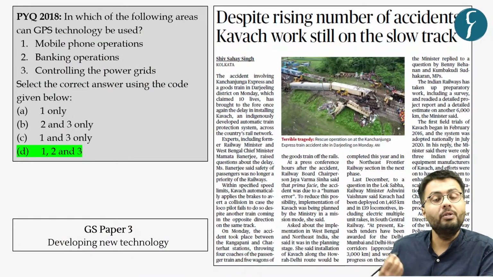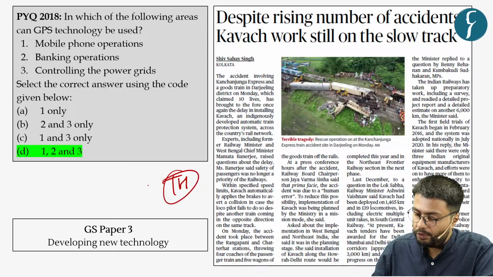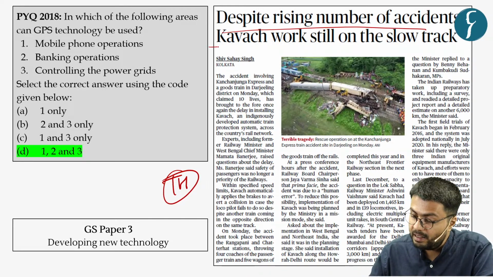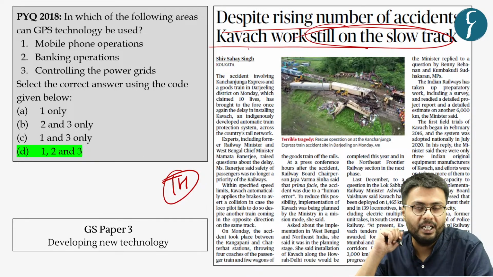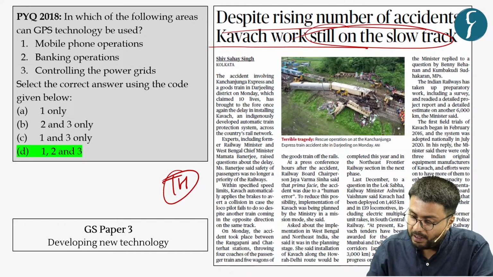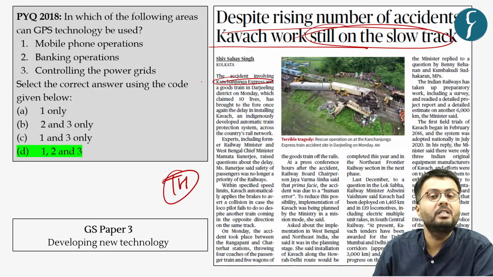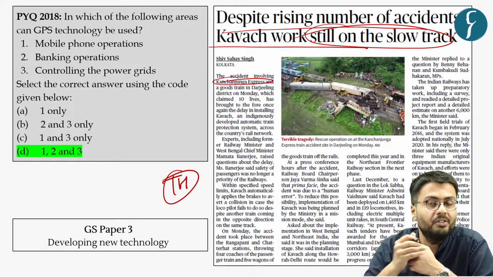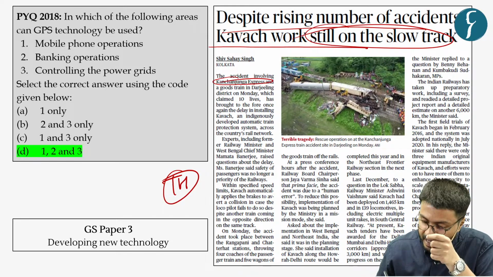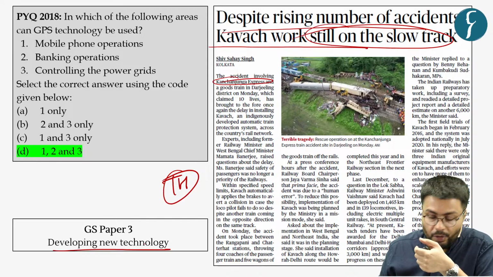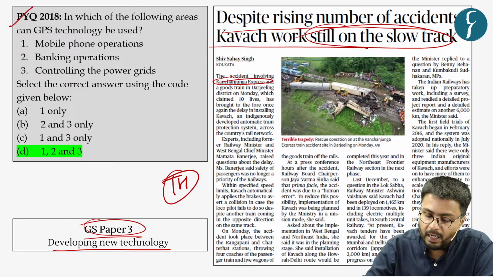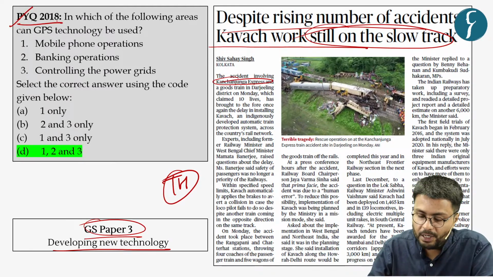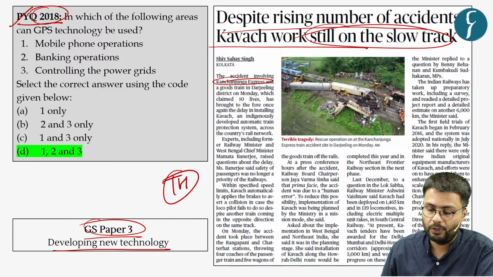Now let us move to the next article, which also appeared in The Hindu newspaper. It highlighted that despite the rising number of rail accidents, the KAVACH system is still in progress in terms of its implementation. Now this KAVACH system is a train protection system which has been in the news due to related train incidents. Now questions related to application and development of new technology, which forms a part of the GS paper 3 syllabus, are asked in various prelims examinations, especially in this 2018 prelims.